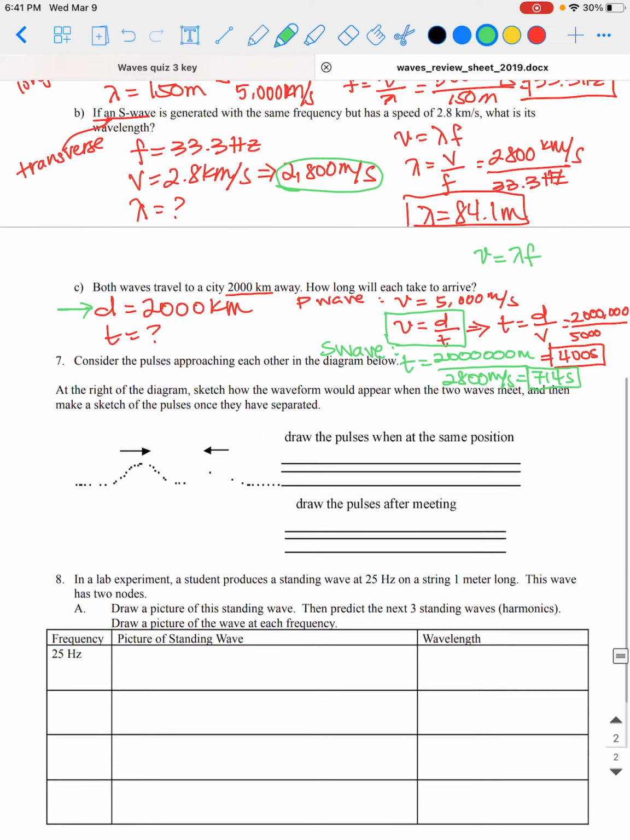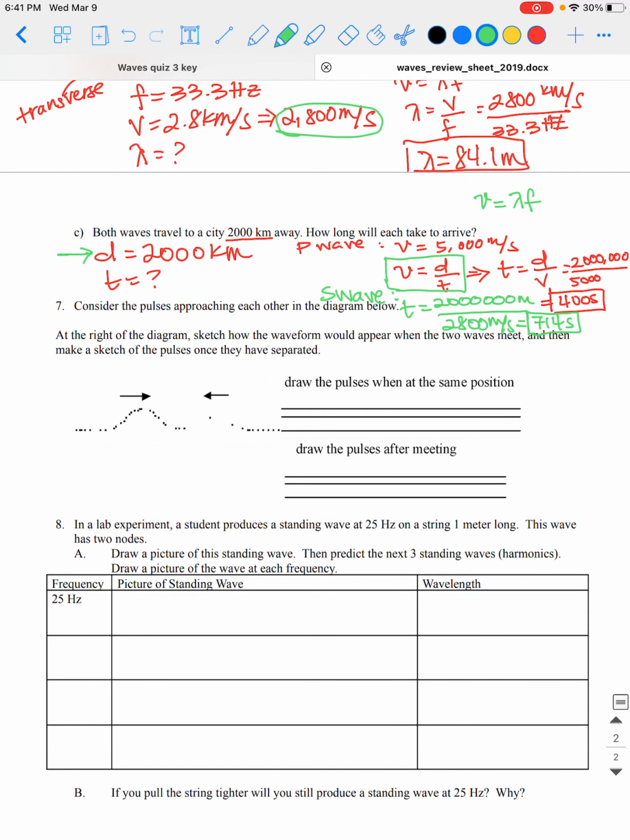All right, this is more conceptual here rather than calculations. At the right of the diagram, sketch how the waveform would appear when the two waves meet, and then make a sketch of the pulse once they have separated. This image isn't very clear, but what it's supposed to show you is a big wave and then a smaller wave about half the size of the big wave.